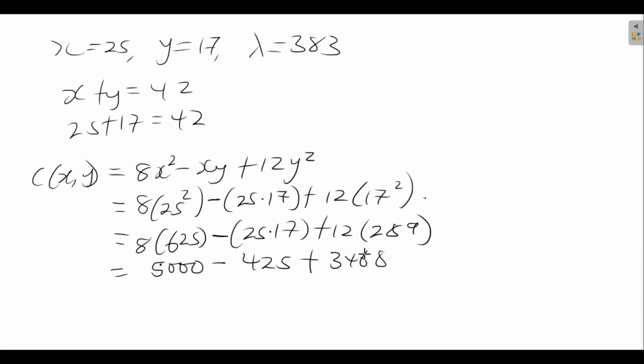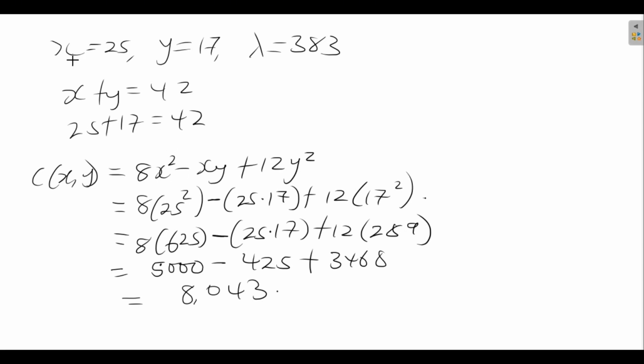So now we have this. Let's check 17 squared, 289. Yes, that's it. So now we have 5,000 minus 425 plus 3,468. Our final answer is going to be 8,043. So what it means is that this is the total cost the firm is going to incur if it produces 25 amount of X good and 17 amount of Y good. This is the total cost that the firm will incur.